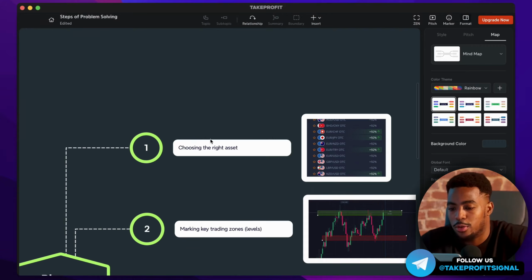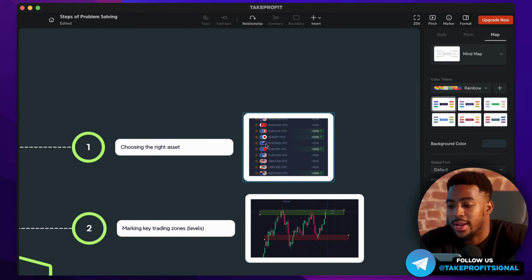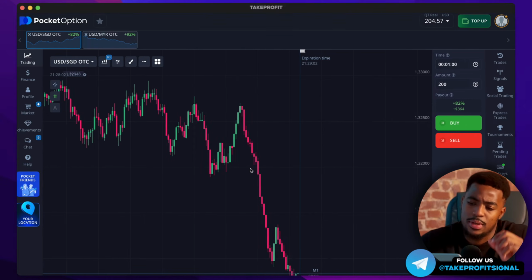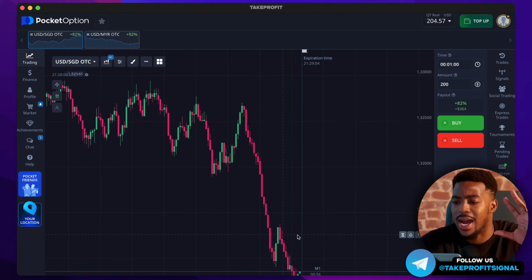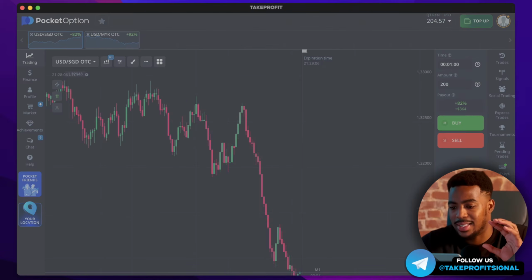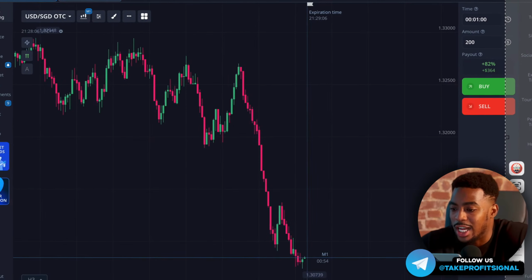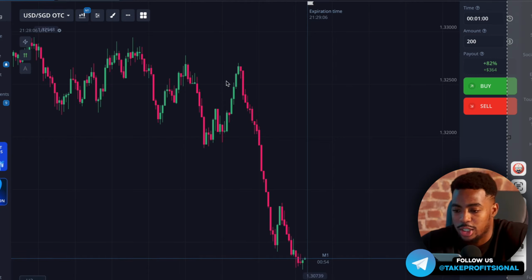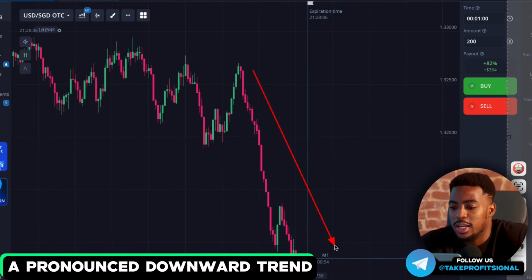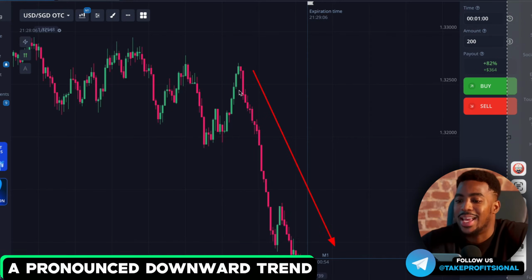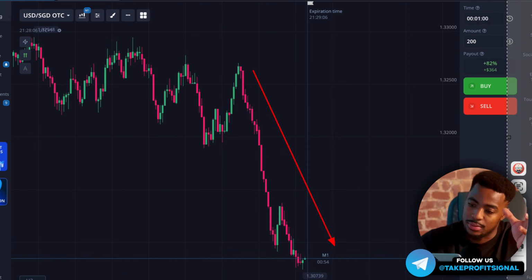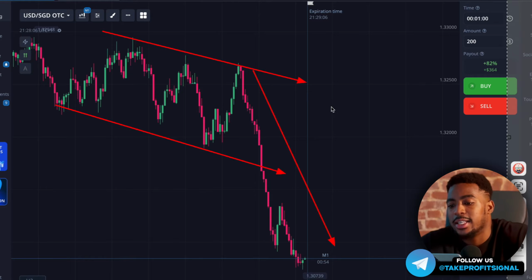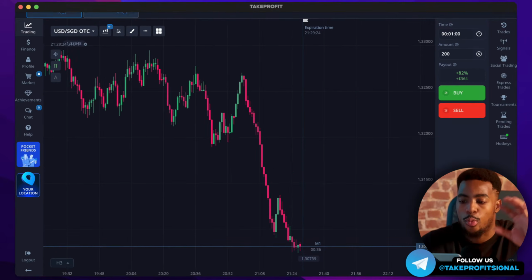Let's start with the first point, choosing the right asset. What does this mean? Right now, we will quickly analyze an example of an asset on which you definitely should not trade using today's strategy. This asset has a clearly defined downward trend and lacks any consolidation. In other words, the market is constantly falling and is either in a downward or upward movement.